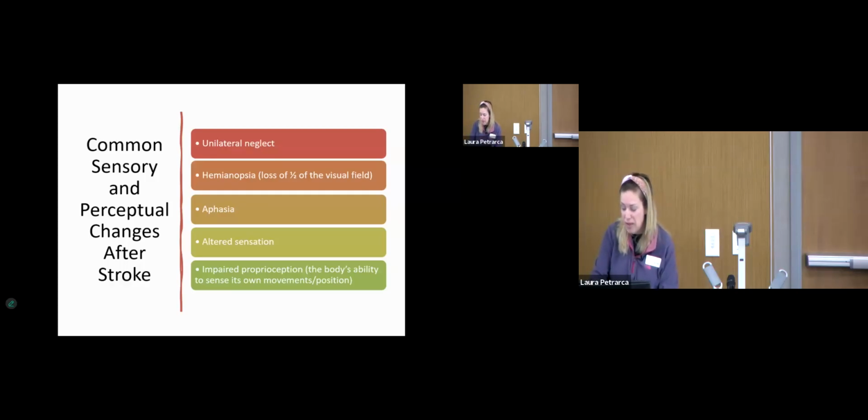So if you have a stroke on the left side, your nerves cross over in the brain stem. So that's why you're going to have deficits on the right side. Some people don't know that. So it's good to know why.